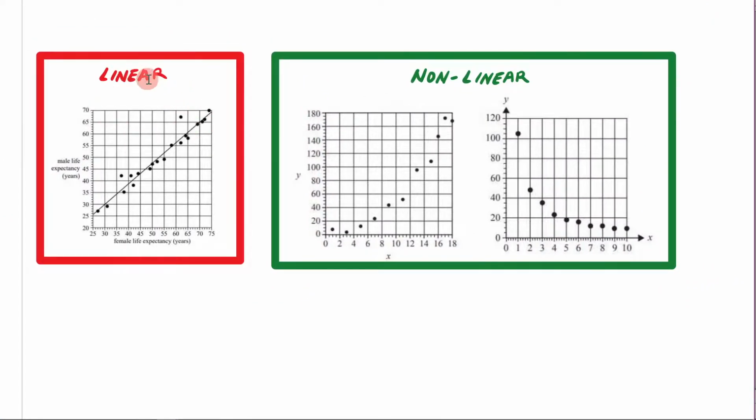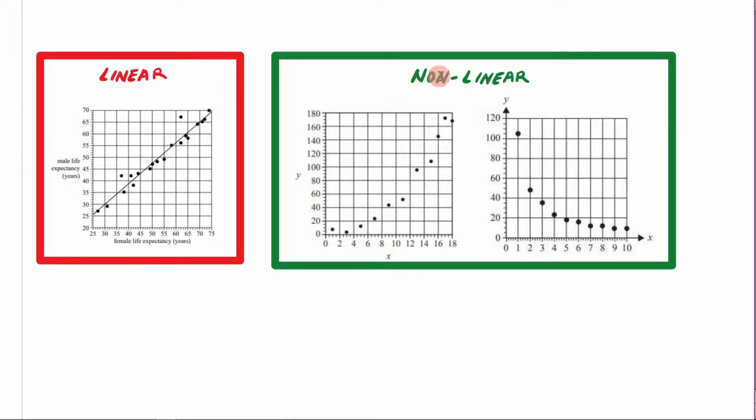So far, we've been talking about linear associations. As you can see here, we have a data point between male life expectancy and female life expectancy. And when we plot all these data points, we can put in a regression line through this. The reason why we can do that is because we have a linear relationship. It looks like a straight line through it.